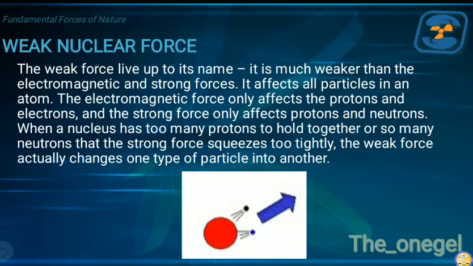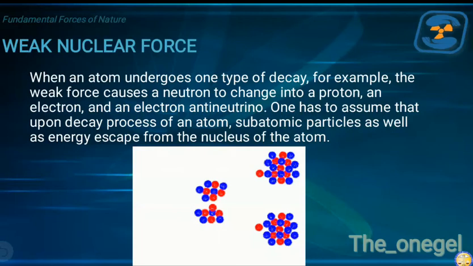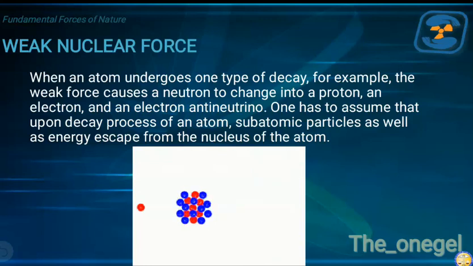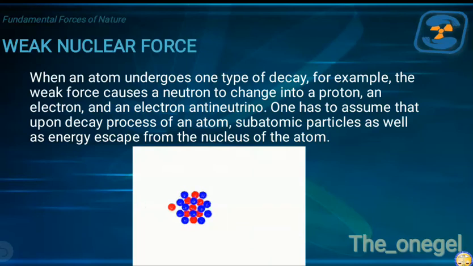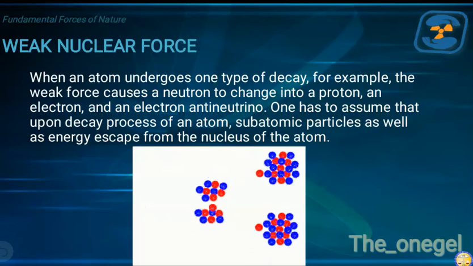When a nucleus has too many protons to hold together or so many neutrons that the strong force squeezes too tightly, the weak force actually changes one type of particle to another. And this is the basic principle of radioactivity. When an atom converts from one type to another, based on our question, when an atom changes from one type of atom into another atom.